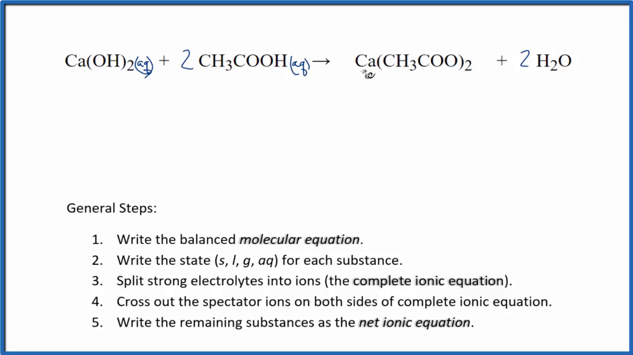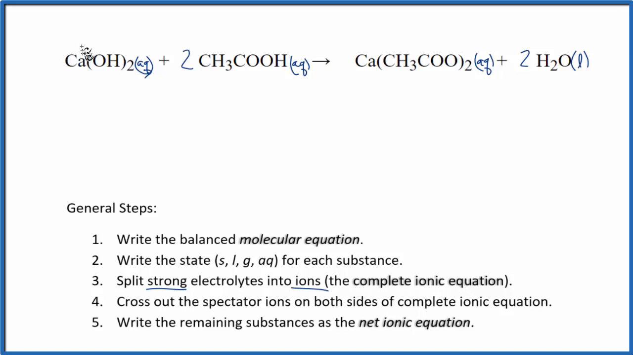Over here we have calcium acetate, so calcium and acetate compounds, both of those are usually soluble. Put a little AQ. It will dissociate, dissolve into its ions, and then water is a liquid, and we'll just put an L there. For net ionic equations, we don't break up liquids. We have the states. Now we'll split the strong electrolytes into the ions. That'll give us the complete ionic equation.